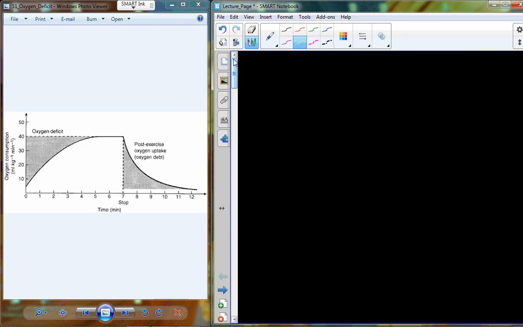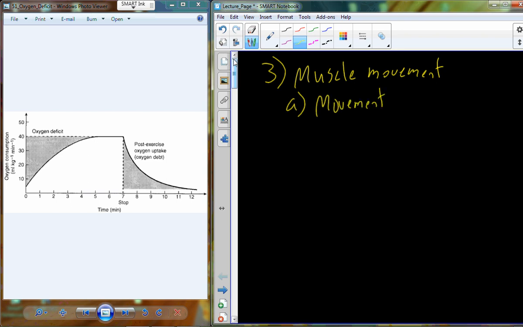What I'm going to start right now, and we'll finish up on Friday, which then will be all done with everything from the first unit exam, is muscle movement at the whole muscle level. So not just talking about what's happening at the level of the sarcomere, but what's happening at the whole muscle.